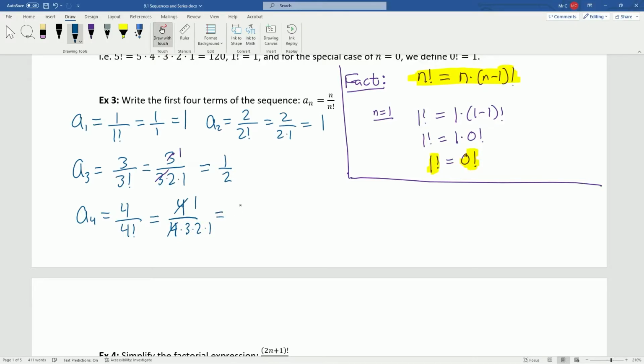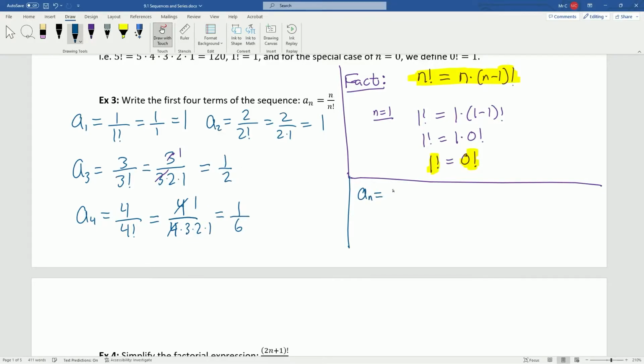The 4's cancel, and I get 1 over 6. Okay, so we just solved this problem. We're done. That's totally fine. But what I wanted to point out here is that if we realized that we could apply this fact from before here, we could have made this process of writing the terms of this sequence simpler, actually.